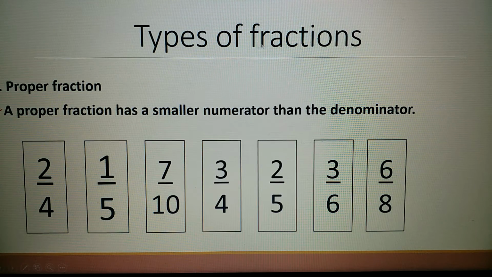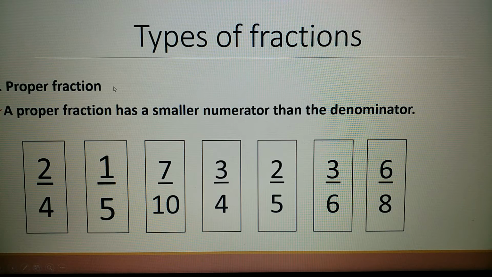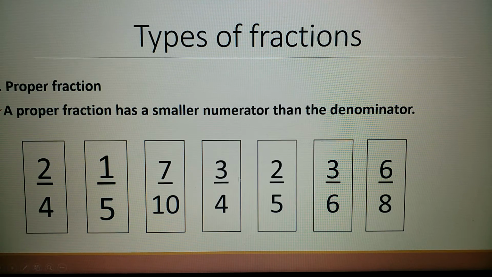And we have three types of fractions. First is the proper fraction. What is a proper fraction? A proper fraction is one where the numerator is smaller than the denominator. Look at the examples: 2 over 4, 1 over 5, 7 over 10, 3 over 4. All the numerators are smaller than the denominator.